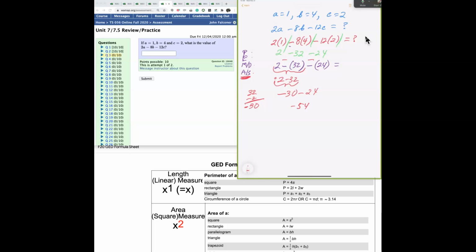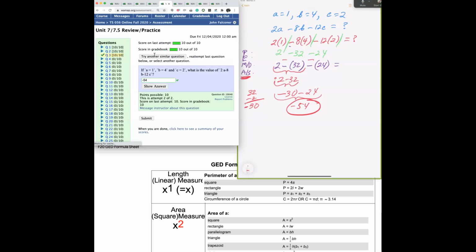So when we evaluate this expression, negative 30 minus 24, we get negative 54. And this is our final answer. And we can try that in here and see what it says. Negative 54. What do you think? Okay, it worked. We got our green light.